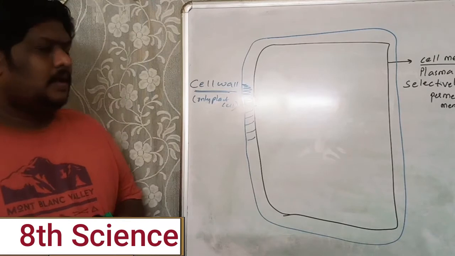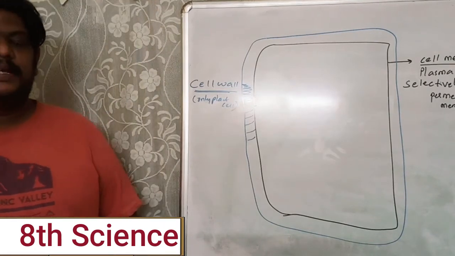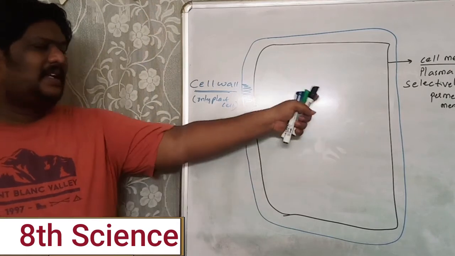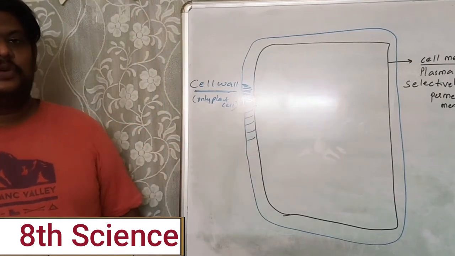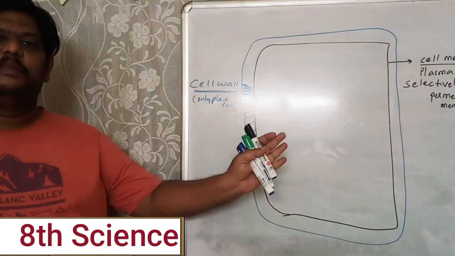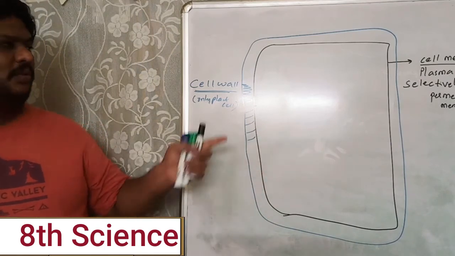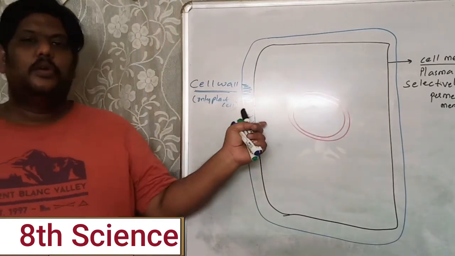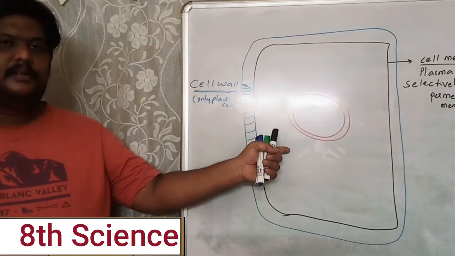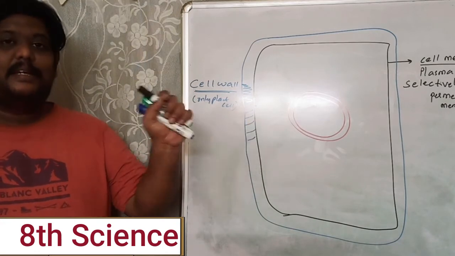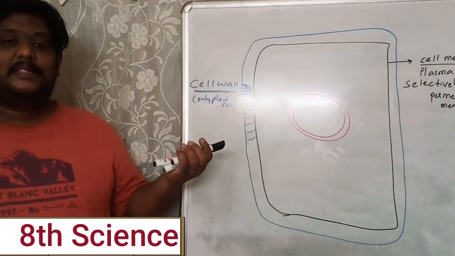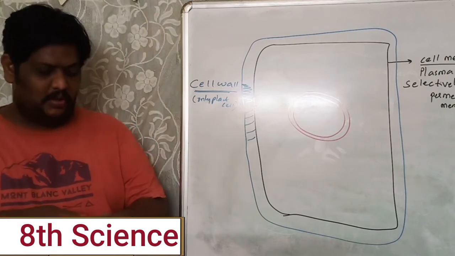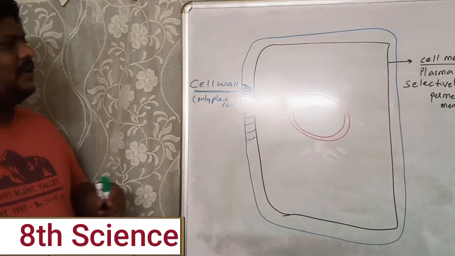Is it clear? The next part which we see in the cell is the nucleus. If you observe the cheek cell, it is somewhere in the center, whereas in the onion peel, it will be somewhere in the corner. We'll see what the shape of the nucleus is. The nucleus is present in the cell and it is an integral part of the cell. It is an organelle.